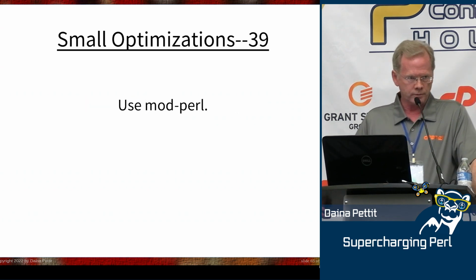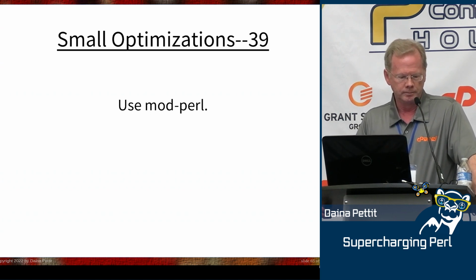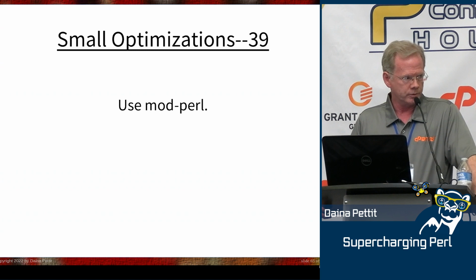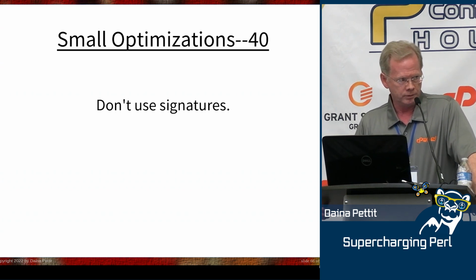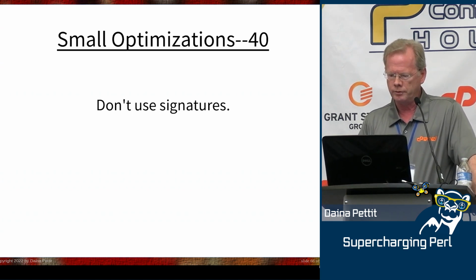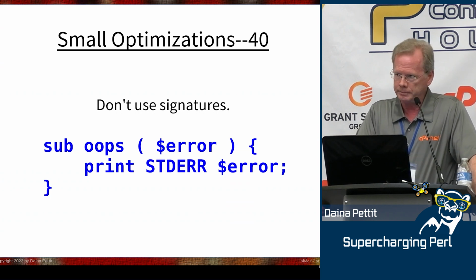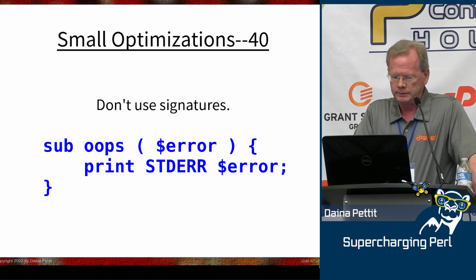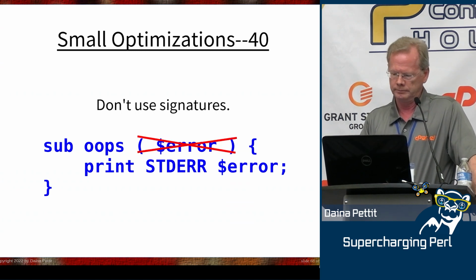If you're running on a web server, you should be using mod Perl. If you aren't, you may not be aware that that's an option. But mod Perl will improve your performance on a web server significantly. Don't use signatures. If you're not aware of what signatures are, it's where it looks a lot like other languages. So you give your parameters in parentheses where you define your subroutine. The problem is this takes extra time, so don't do that.